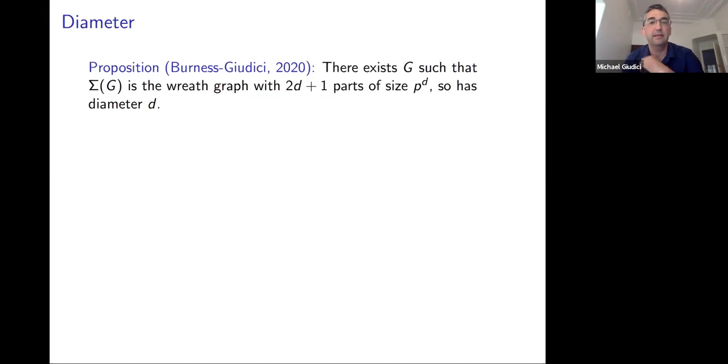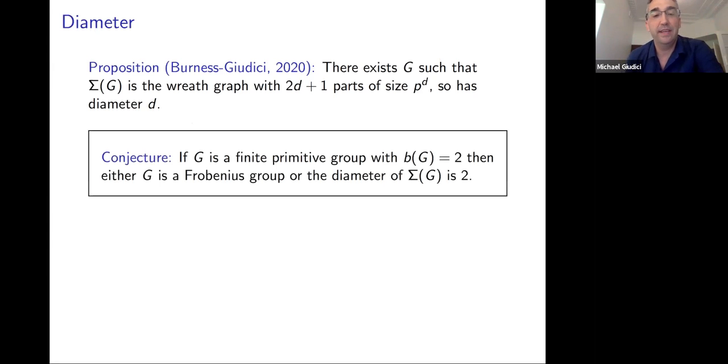So I can get an arbitrarily large diameter for my Saxl graph. Now again, a Reef graph's automorphism group is imprimitive. Those parts give me a nice system of imprimitivity. Looking at what happens in the primitive case, we are quite happy to conjecture that if I have a finite primitive group with a base of size 2, then either my group is a Frobenius group, in which case the Saxl graph is complete, or the diameter is 2.